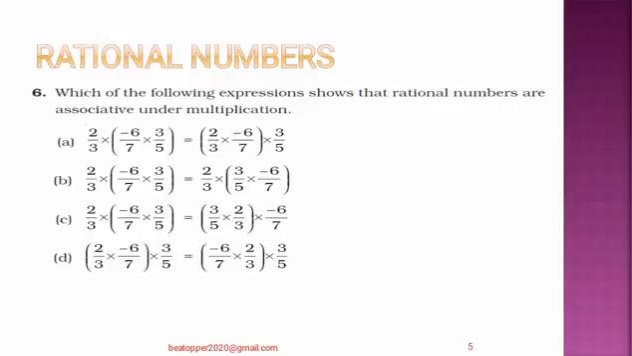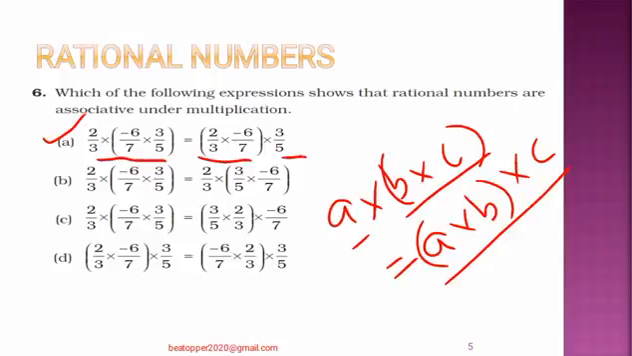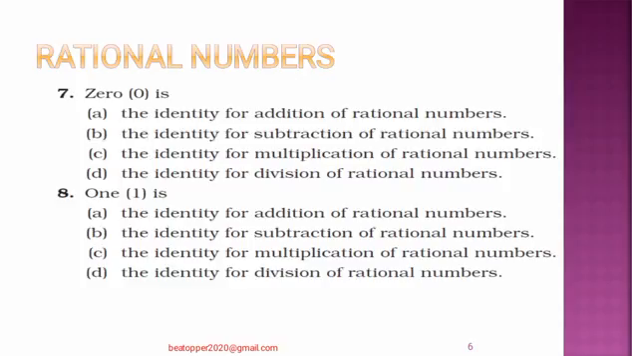Then the next question: which of the following expressions shows that rational numbers are associative under multiplication? What is the associative property? a into (b into c) is equal to (a into b) into c. That means in the first case we multiply b and c first, then multiply with a. In the second case we first multiply a and b, then multiply with c. Then option D shows this, a into (b into c) equal to (a into b) into c. So this is the correct choice.